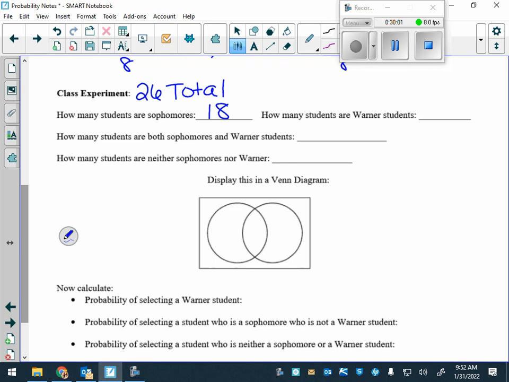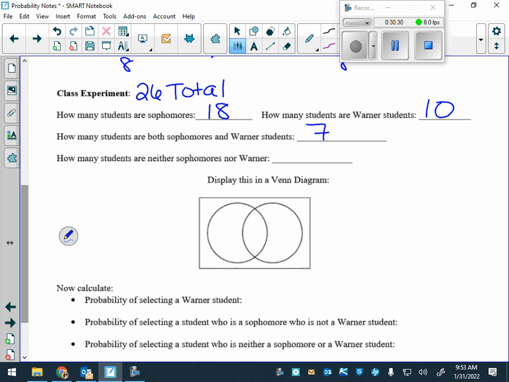How many of you are Warner House students? I'm a little biased for that. Okay. 1, 2, 3, 4, 5, 6, 7, 8, 9, 10. How many of you are both sophomores and Warner House students? 1, 2, 3, 4, 5, 6, 7.